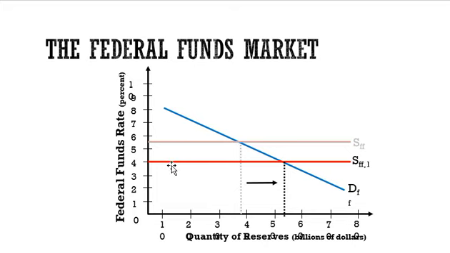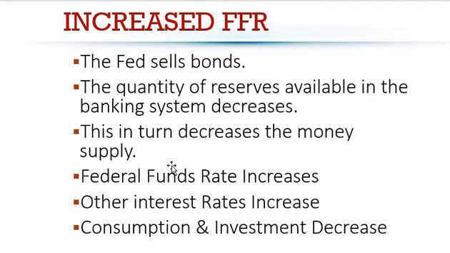So they're increasing the amount of funds out there, so the interest rate goes down, which is about, in this case, 4%. If the Fed increases the federal funds rate, that means they're selling those securities, selling those bonds. Then the banking system has less money available, and so that decreases the money supply. The federal funds rate is going to go up, and that pushes other interest rates up.